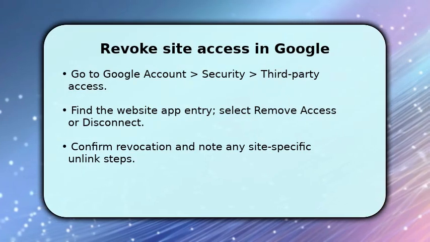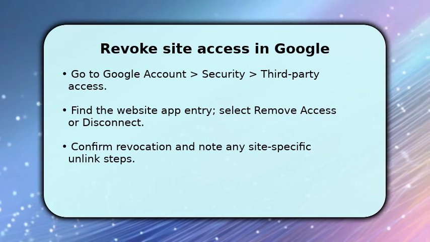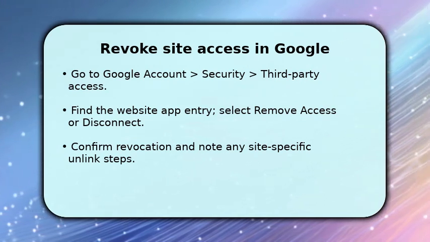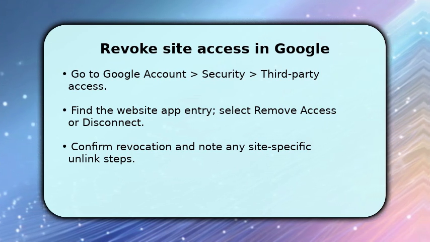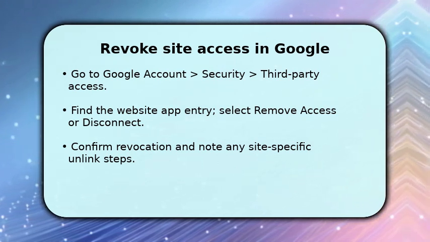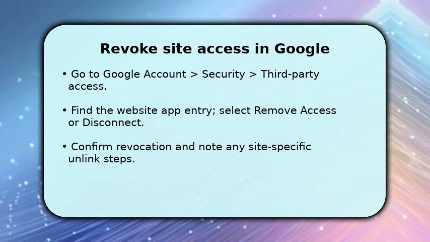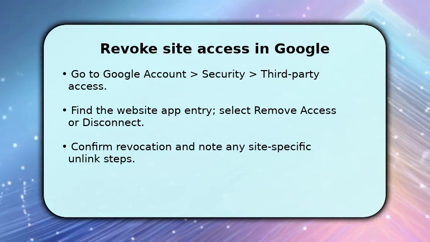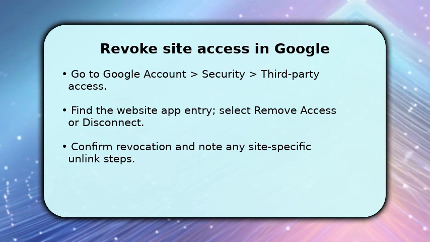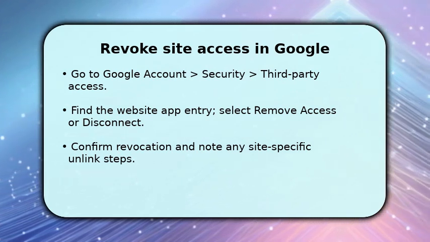You then revoke the website's permission from your Google account by going to your Google account security settings and checking third-party app access. Once there, locate the site or app entry and choose Remove Access or Disconnect. This severs OAuth tokens so the site can no longer use your Google identity.